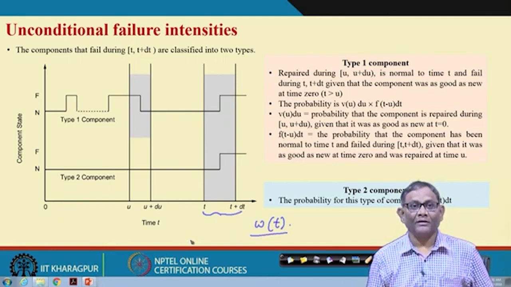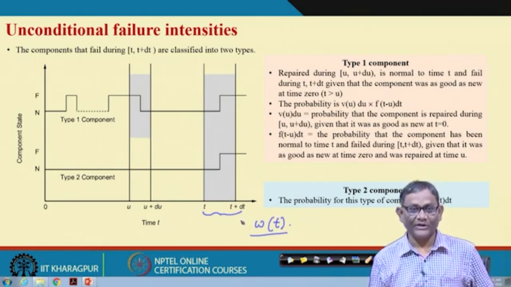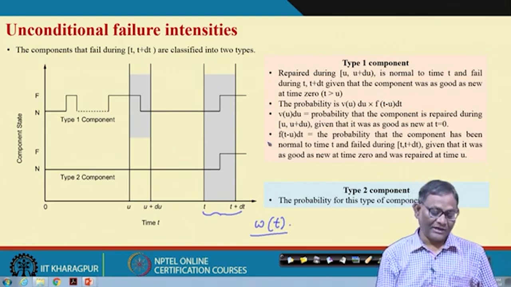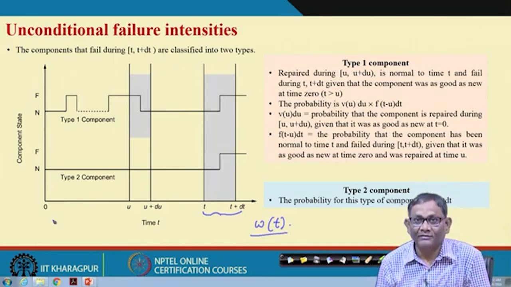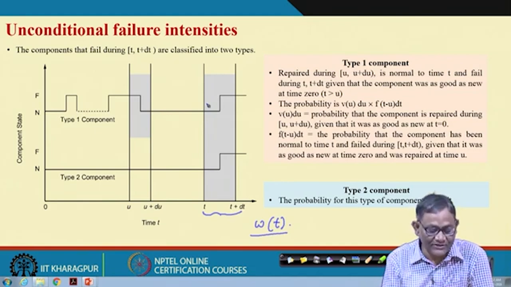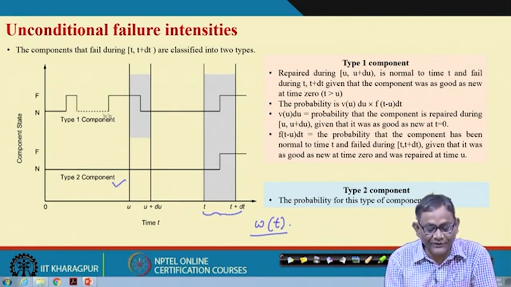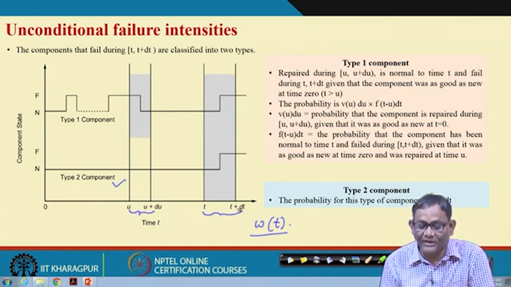We want to know the unconditional failure intensity, the probability that the component will fail per unit time at t, given that the component is as good as new at time t equal to 0 and normal at time t. That is basically the unconditional failure intensity. Two types of situations will occur. One is that the component is normal at time t and has been normal from time 0. Another is that the component fails in between, is repaired in between u and u plus du, and then fails again in between t and t plus delta t.